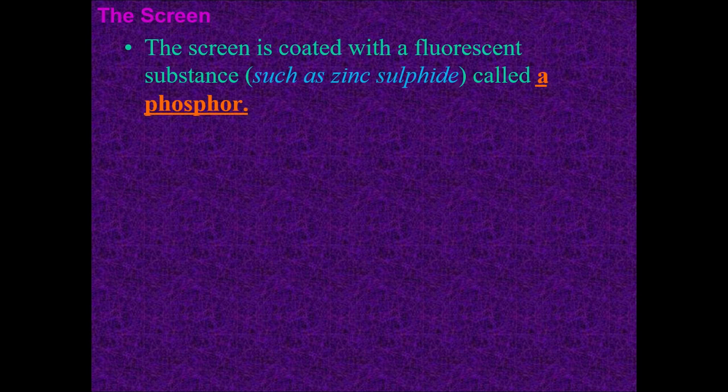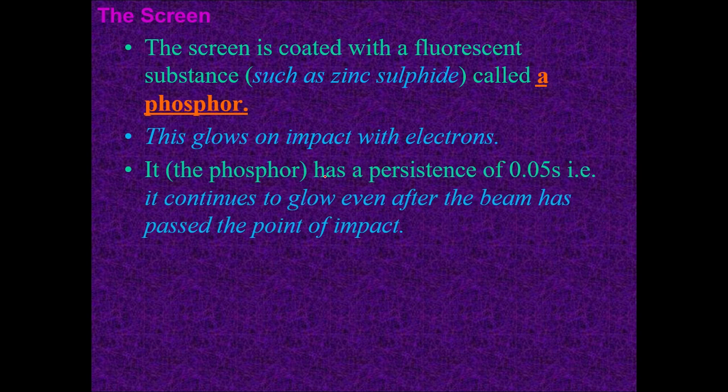Now, the screen is coated with a fluorescent substance such as zinc sulfide called phosphor. Now, phosphor glows on impact with electrons. That's something you need to note. Phosphor has a persistence of 0.05 seconds. That is, it continues to glow even after the beam has passed the point of impact.